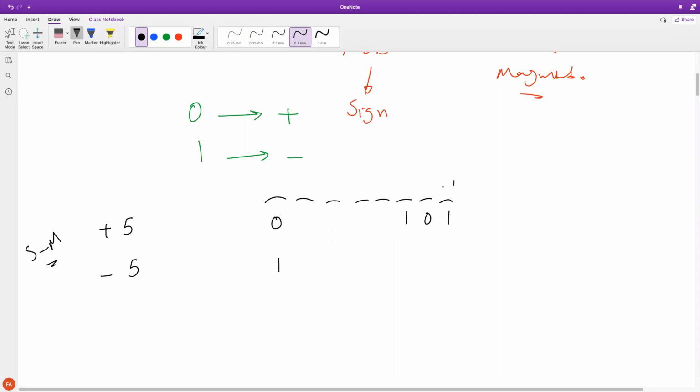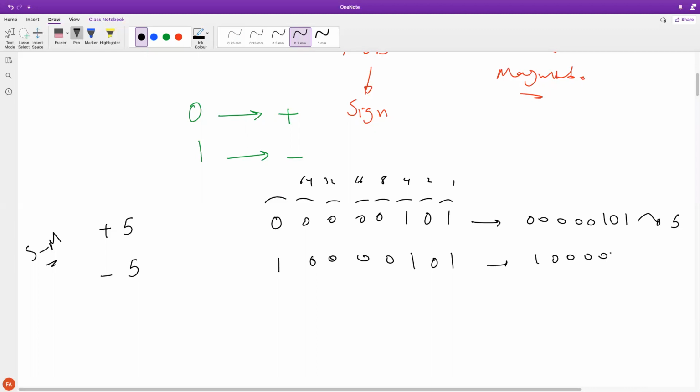If you're not sure, if you remember, here is 1, 2, 4, 8, 16, 32, 64. So 4 plus 1 is 5. So we've got 1 for the 4, 0 for the 2, and 1 for the 1. The rest is 0. What about for minus 5? Same thing in terms of the magnitude, but the MSB is 1. So as you see here, 0 0 0 0 0 1 0 1 shows plus 5, and 1 0 0 0 0 1 0 1 shows minus 5.